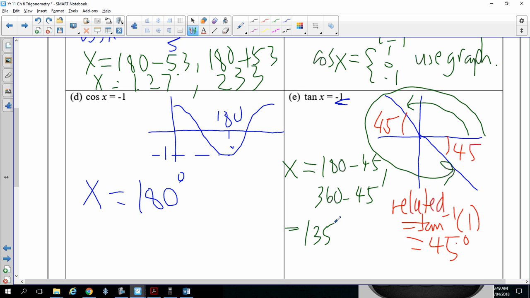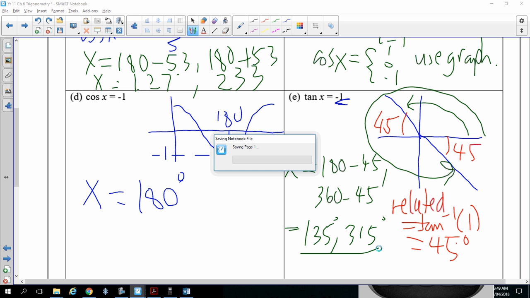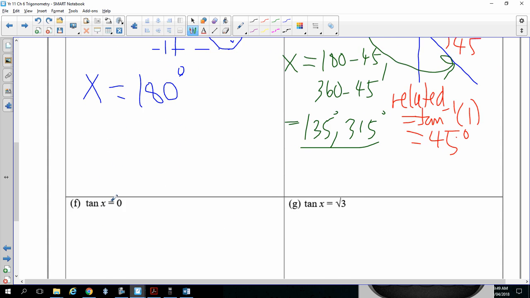Alright, and the last one, f, not the last one, just tan x is 0. That's not going to be on the boundary. We haven't done the tan graph, but we don't need to because tan is actually sine over cos. Just times both sides by cos x. If you times both sides by cos x, the cos x gets cancelled. So we're solving this one, and we know how to solve it.